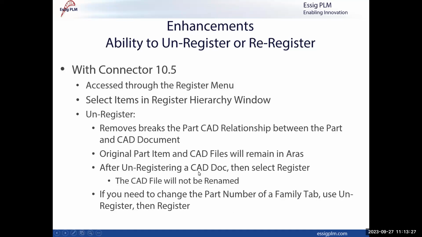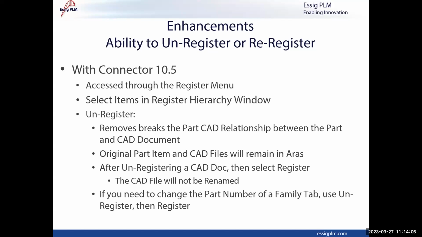The other option is the unregister. Very simplistically, it just breaks the part CAD relationship between the part and the CAD document. Again, everything remains in ARIS. It will look at the CAD document as being unregistered. So again, back to the current behavior: if I unregistered something and then selected register and gave it a new production part number, the CAD file is stored in ARIS. Do not rename it. That is the behavior of the connector.